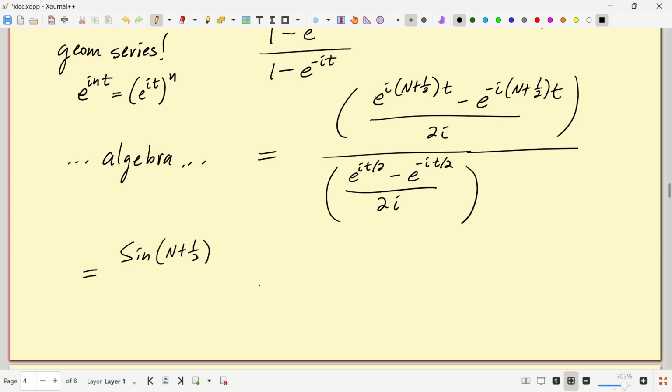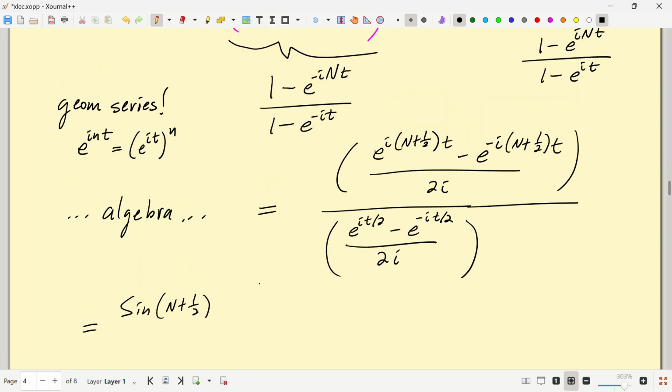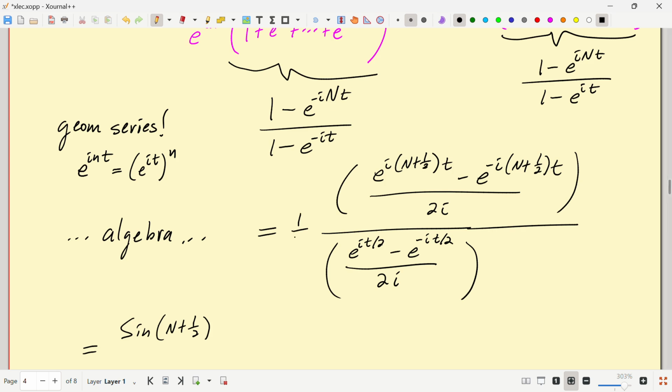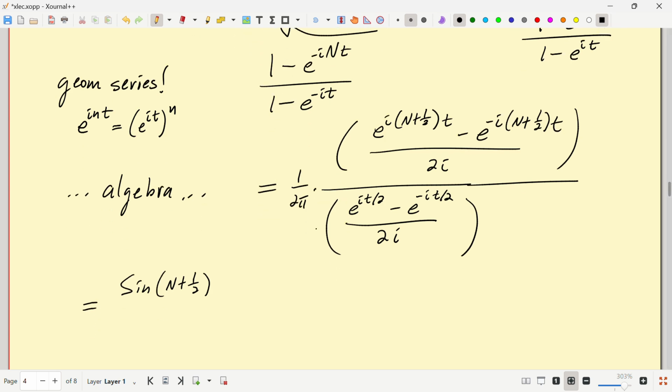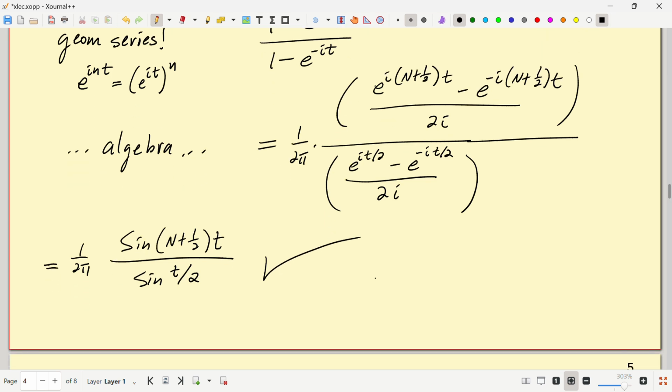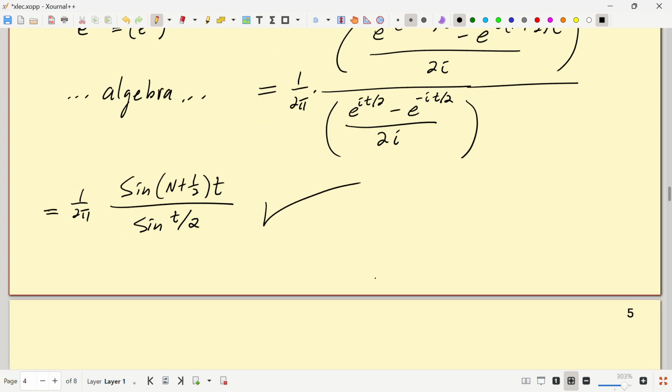Oops, I dropped my 1 over 2 pi. Algebra, my 1 over 2 pi would hang along, and my 1 over 2 pi would hang along here. And I get the famous formula that Dirichlet determined: sine of (n plus a half)t over sine of a half t. Check.